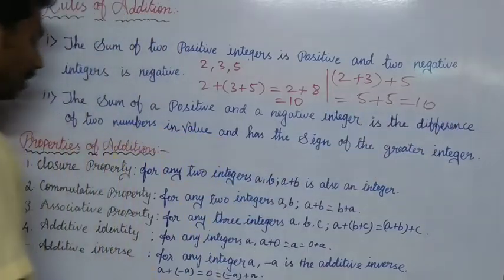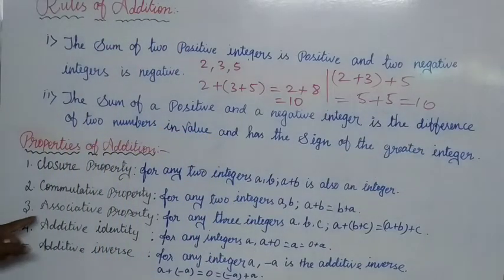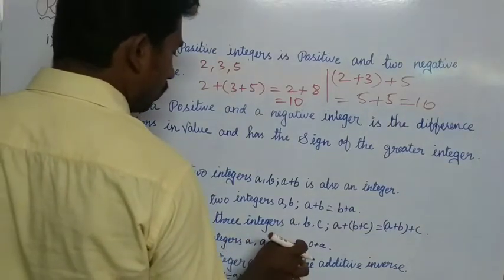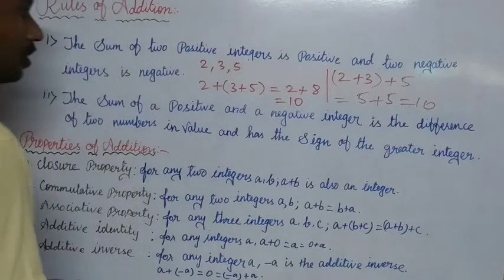That is the associative property. Then additive identity. It is very simple. Additive identity is nothing but, for any integer a, a plus 0 is equal to a, and 0 plus a is also a.